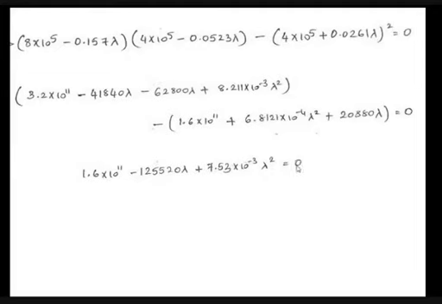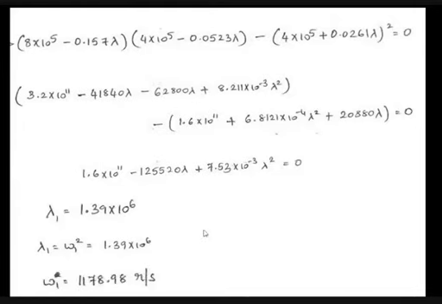Now, solving this equation, I'll be getting two values for lambda. That will be lambda 1 and lambda 2. So lambda 1 value will be 1.39 into 10 to the power of 6. So what is lambda 1 equal to? It is nothing but omega 1 square, which is equal to 1.39 into 10 to the power of 6. So what will be omega 1? 1178.98 radian per second.